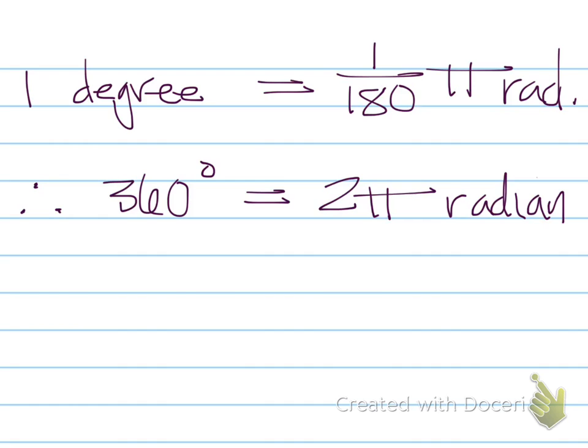A full rotation around the unit circle is 360 degrees. That is the same as 2 pi radian. Since one rotation is 360 degrees, and that is equivalent to 2 pi radian, that tells us that 1 degree measure is equal to pi over 180, or 1/180th of pi.